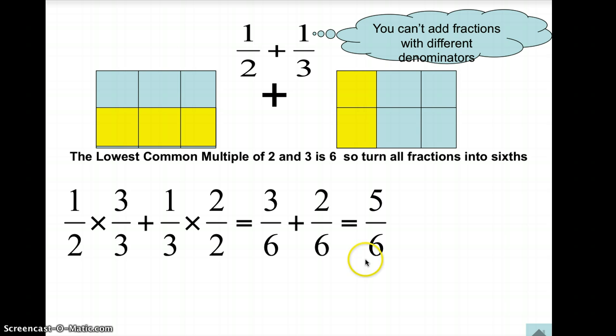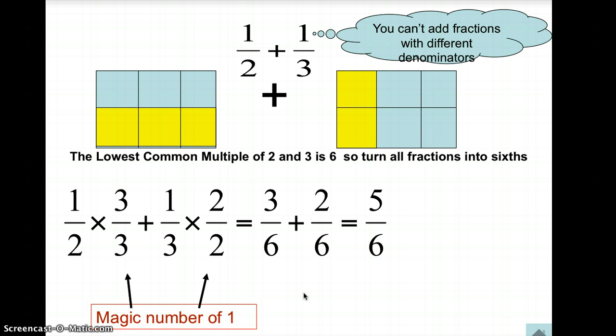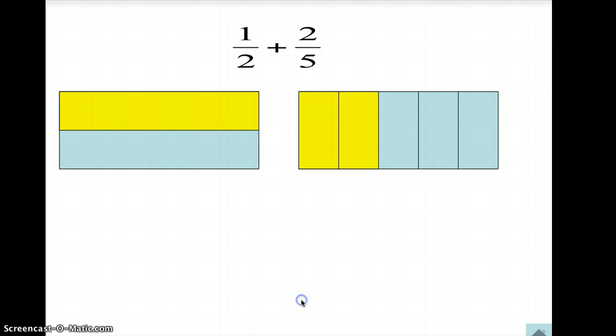Remember, don't ever add or subtract your denominator, and you get 5/6. Remember, we can do this and it makes equivalent fractions because it's that magic number of 1. Because remember, a number over the same number is really just one whole. So that gives you your answer of 5/6.